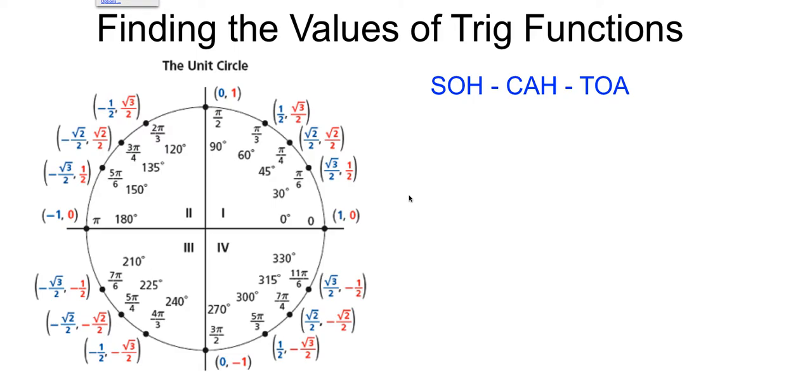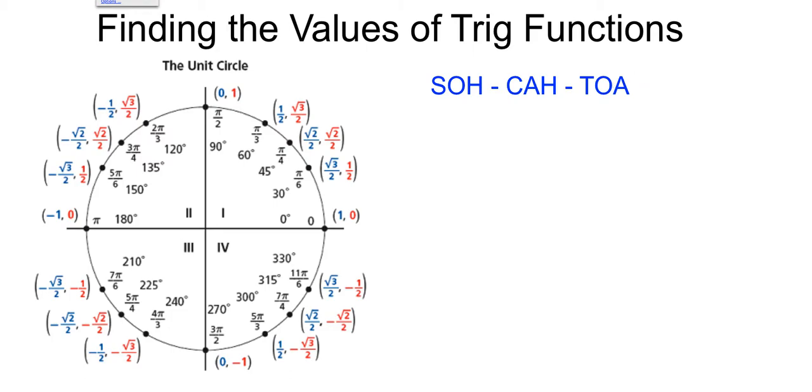In this video, we're going to review how to find the values of the 6 trig functions using the unit circle. You may remember from earlier in the semester that SOHCAHTOA is how we remember the ratios of the 3 main trig functions, and we also have the reciprocal functions, the cosecant, the secant, and the cotangent. So the sine is going to be the opposite side over the hypotenuse. The cosine is the adjacent side over the hypotenuse, and the tangent is the opposite side over the adjacent side.